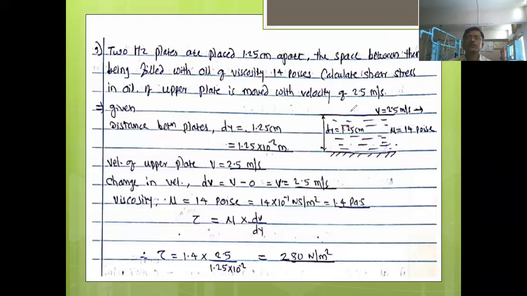So now here we have to calculate the shear stress in this fluid. Means there is a motion of the plates. If the upper plate is moving with a velocity of 2.5 meter per second in this direction, and this plate is a stationary plate, we have to find out what is the shear stress in the oil.